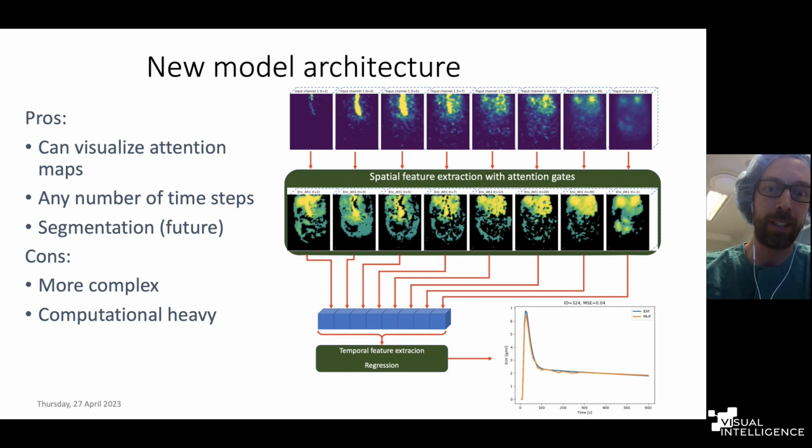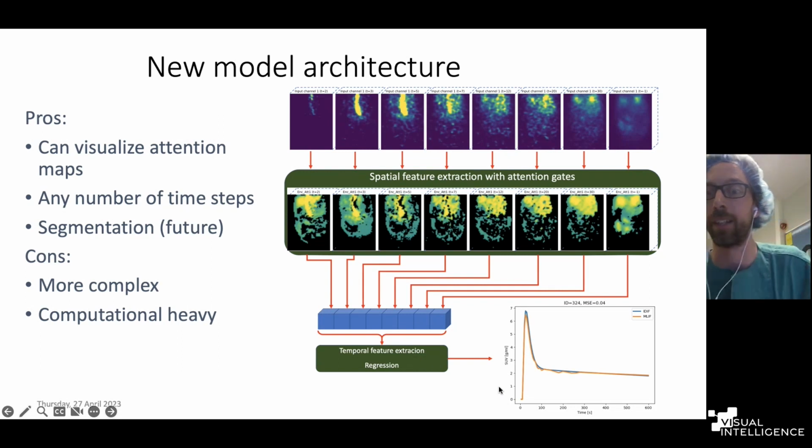And then another difference we made in the last weeks was that we introduced fully convolutional layers in the end, down to one feature, so that we can use any number of time steps as output. This gives a more flexible network.